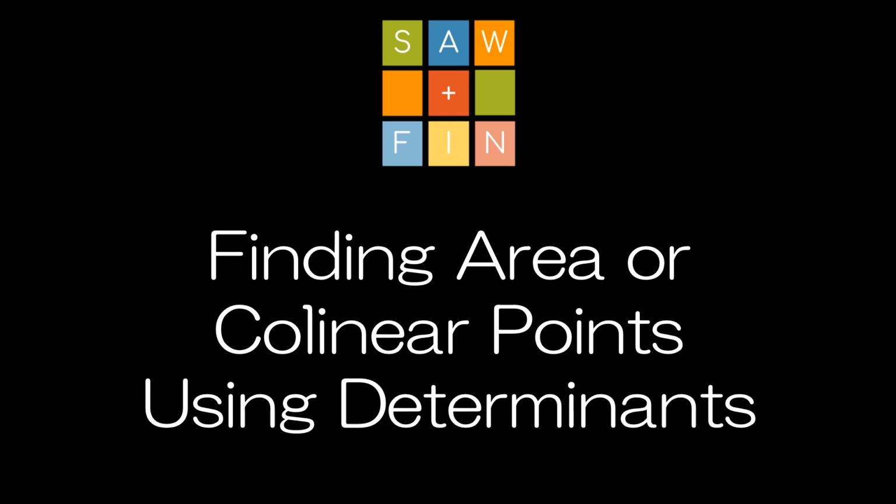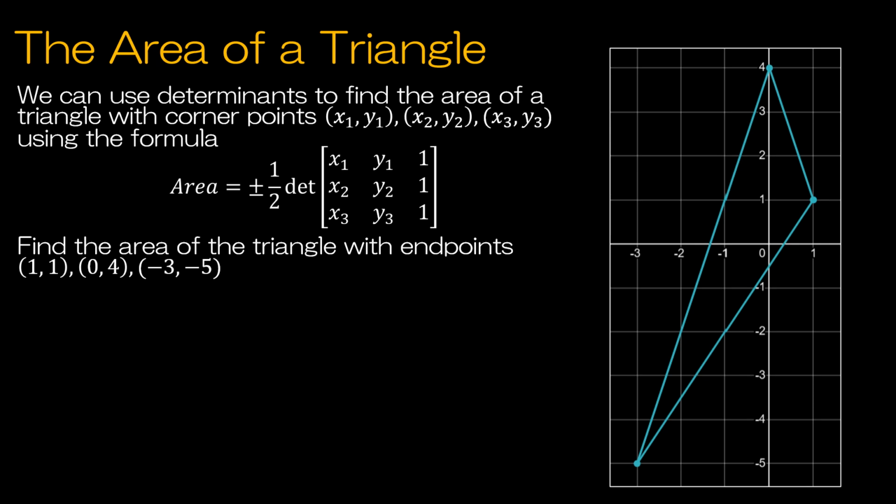Finding area or collinear points using determinants. We're going to begin by finding the area of a triangle. So we can use determinants to find the area of a triangle with corner points x1, y1, x2, y2, x3, y3. And we're going to use the formula, and it begins with plus or minus, and the plus or minus just says we know area has to be positive, so if you end up with a negative solution, make it positive. So now we're taking 1/2 times the determinant. The first column is my x's, the second column is my y's, the third column is all 1's.